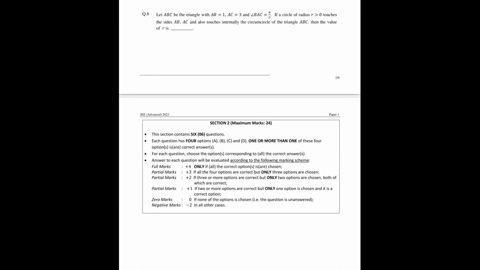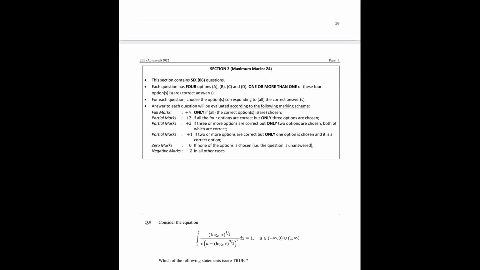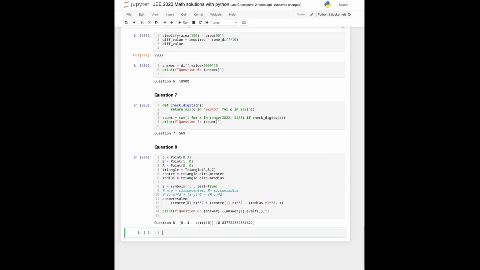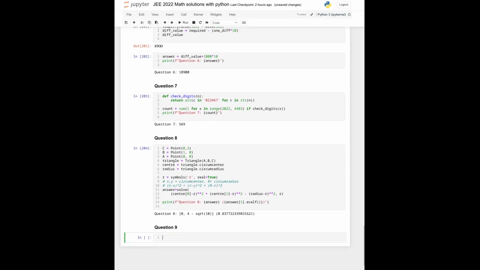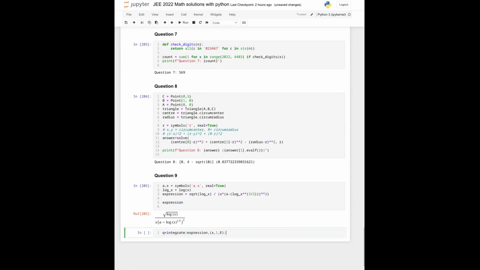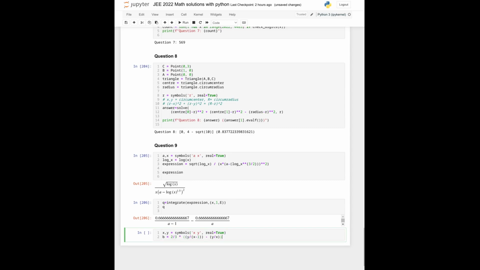We are now in section 2 with multiple choice questions. Question 9. This looks like a complicated integral. Let us just type it. And now let us just evaluate it. This looks like it cannot be 1 or 0. Also, the numerator is 2 by 3. Let us solve this for a.